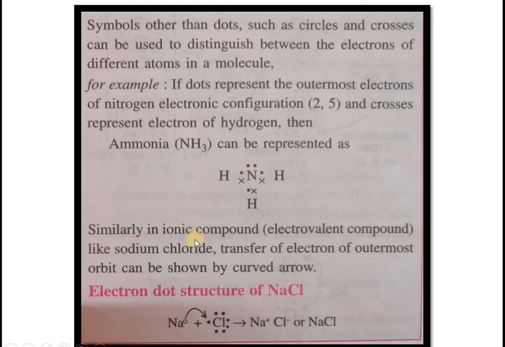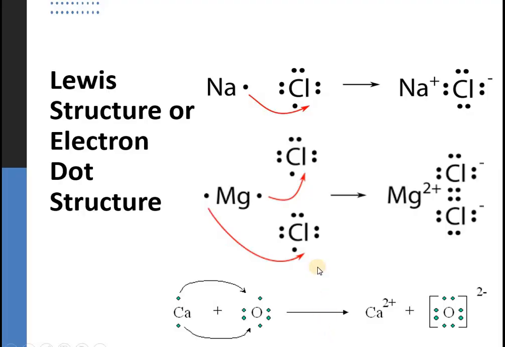If you want to show an ionic compound like sodium chloride, the transfer of an electron of the outermost orbit can be shown by the curved arrow. Now in case of sodium, you have only 1 electron in the outermost shell, and for chlorine you see these are pairs and one is separated. So this will be paired with this electron because electrons move in pairs only. So this electron will be pairing with the electron of chlorine. So you are getting Na plus, which you are showing by this arrow, Na plus Cl minus or NaCl. This is the structure.